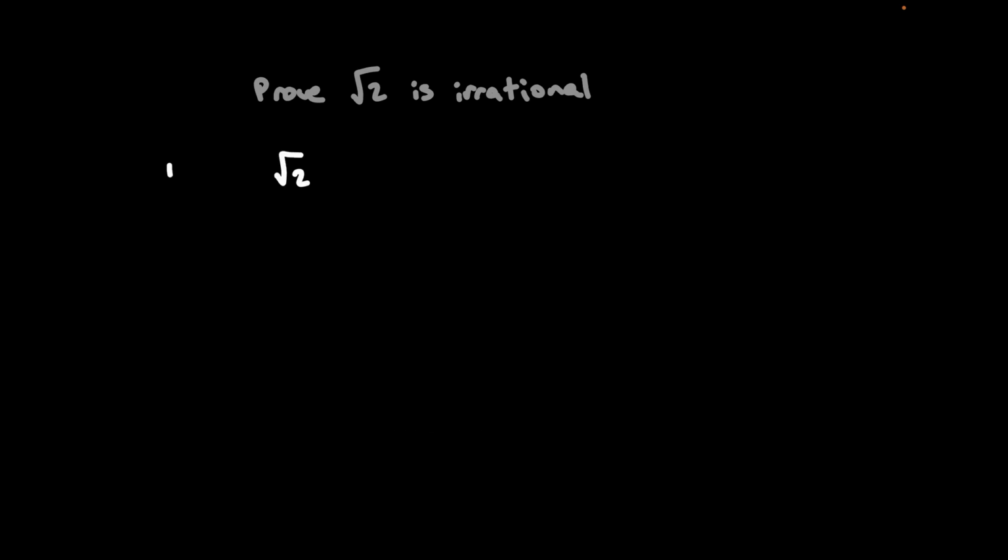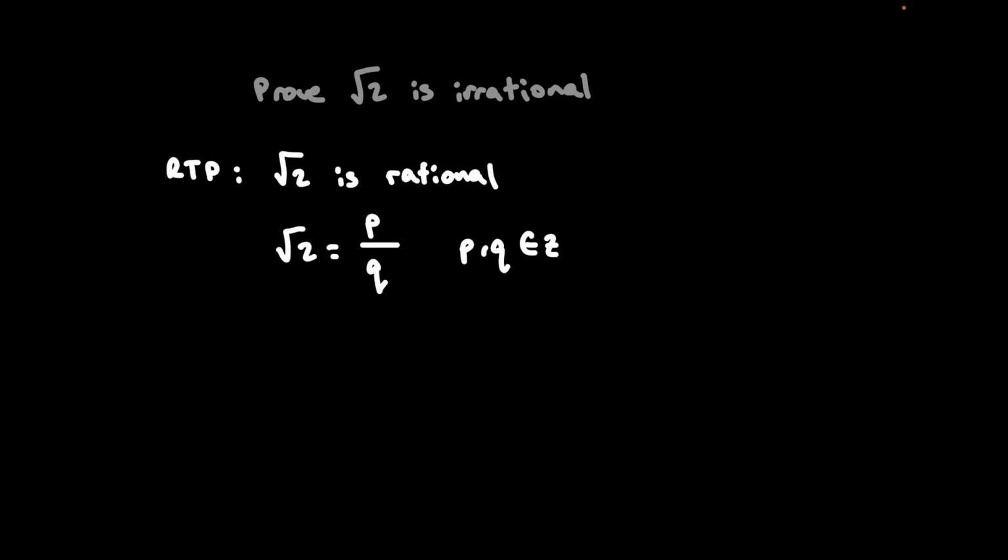So RTP stands for right to prove. We have the right to prove that square root 2 is rational. That's how we start off any proof by contradiction. The way we show that something is rational is we show that it's equal to some p over q, some fraction p divided by q, where p and q are both positive integers.